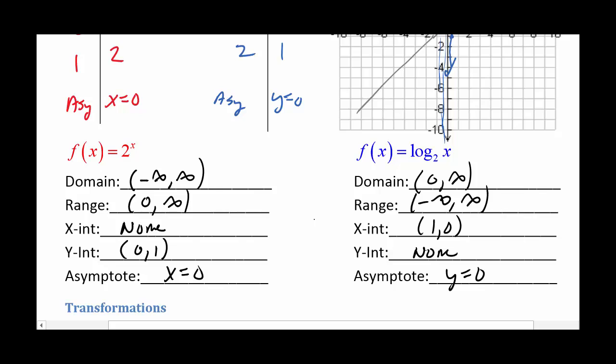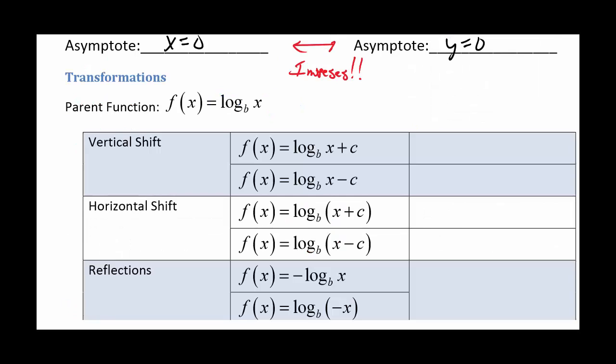Well, what do you notice about these things? Okay, notice domain and range are switched. The x and y intercepts are switched, and the asymptote variables are switched. Right? Why? Because the exponential and the log are inverses. That's why all this happens to work the way it does. Inverses, yay! Which is why we keep seeing these switching patterns.